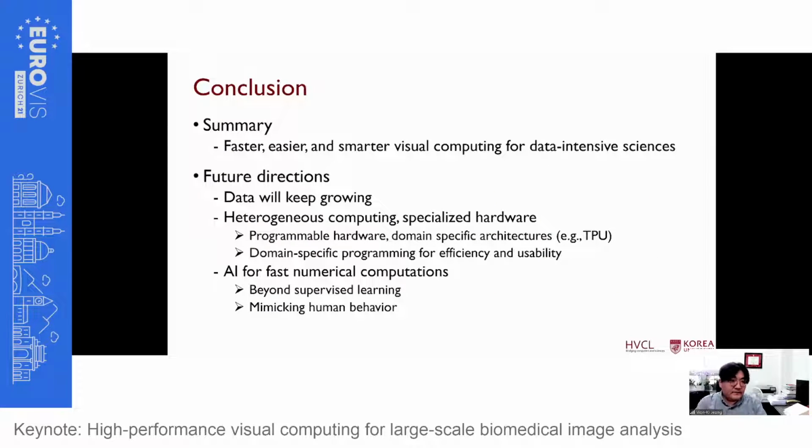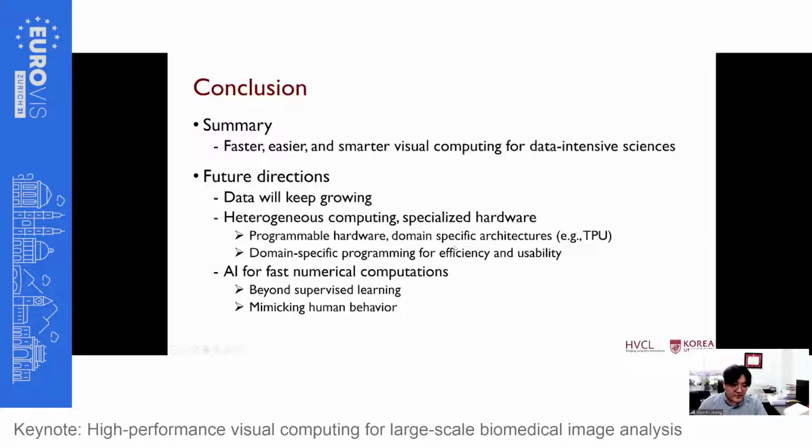All right, so conclusion. In this talk, I introduced our research in our lab, which is towards faster, easier, and smarter visual computing for data-intensive sciences. So I think in the future, data will keep growing. This trend will continue. So maybe focus on some more advanced parallel computing or high-performance computing architecture like heterogeneous computing or some specialized hardware, something like programmable hardware or TPU for deep learning. So leveraging those hardwares would be interesting.